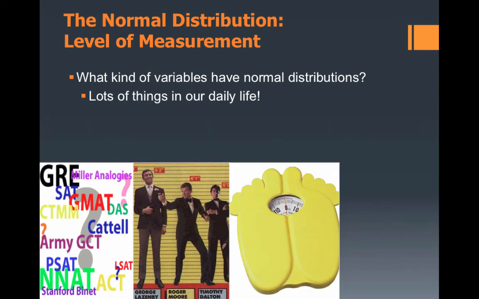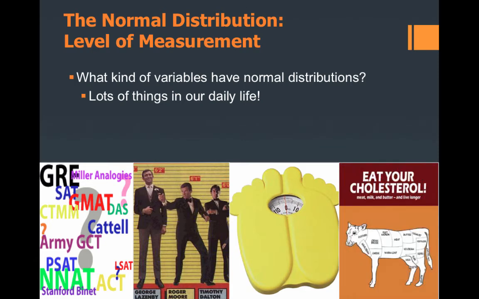Also, height and weight. These are normally distributed in nature. In the human population, we're going to have people that are very, very short, and we'll have people that are very, very tall, and most people are going to fall within a normal range, an average range. Just the same thing with weight.